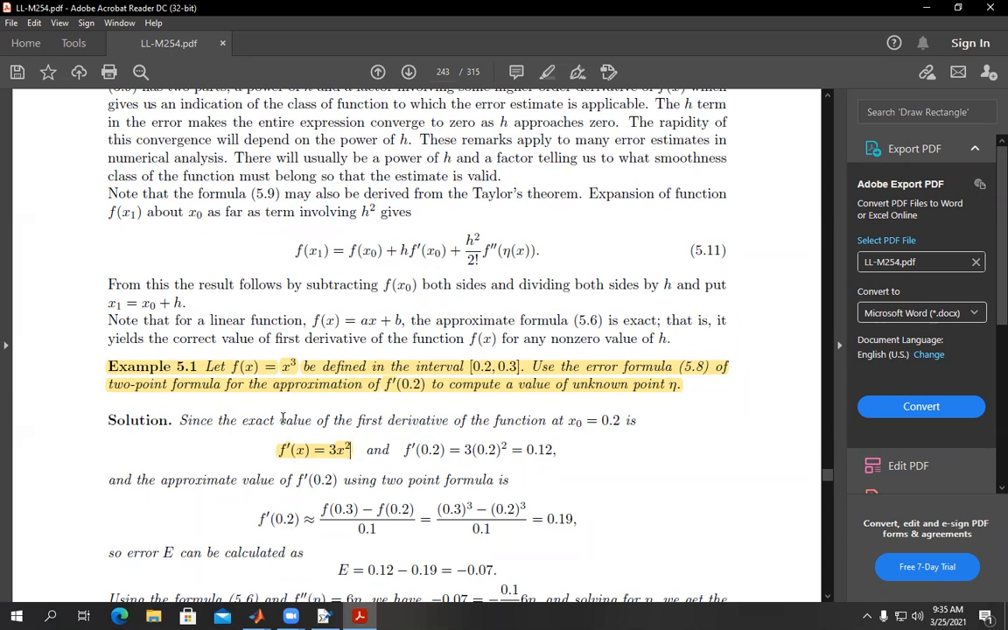This is your first derivative of the function. Find the first derivative of the function at 0.2. This is your alpha in chapter number 5, the derivative of the function at the given point. And then you find out this is your exact value.